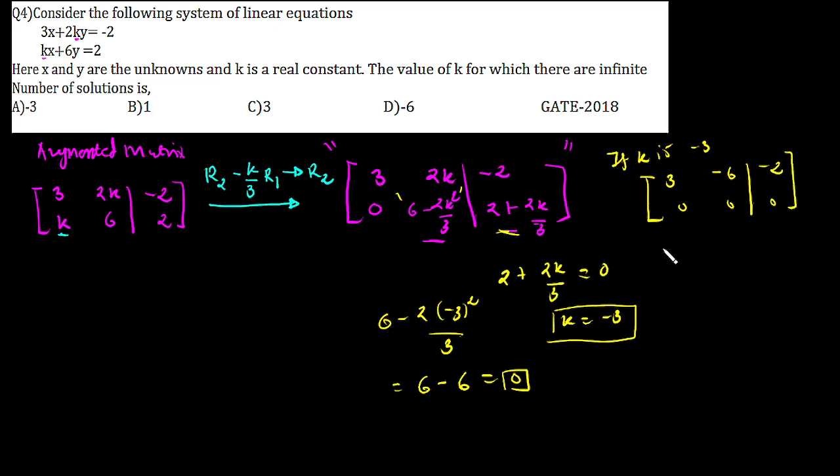So now you can say the rank of this matrix, both as a coefficient matrix and augmented matrix, are equal. The rank of the augmented matrix is exactly the same as the rank of the coefficient matrix, which is 1, which is again less than the number of unknowns. The number of unknowns here is 2, x and y. So now I can say the system has infinitely many solutions if the real constant k takes the value of negative 3. So option A contains the correct choice for this real constant k here. So now let's move to question number 5.